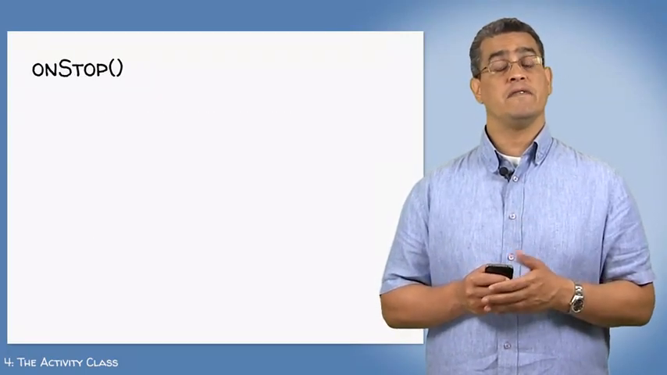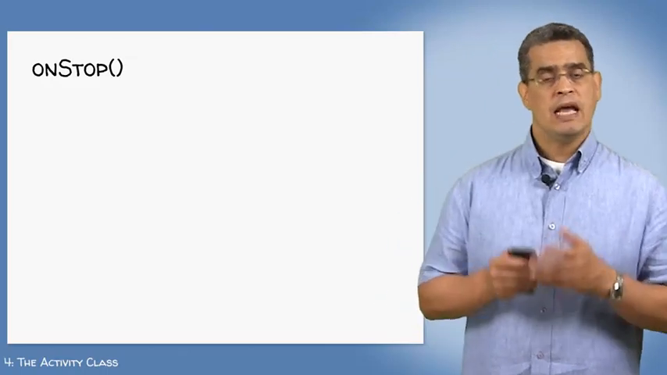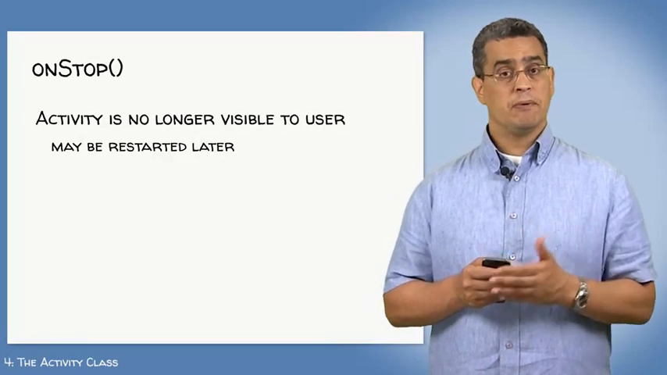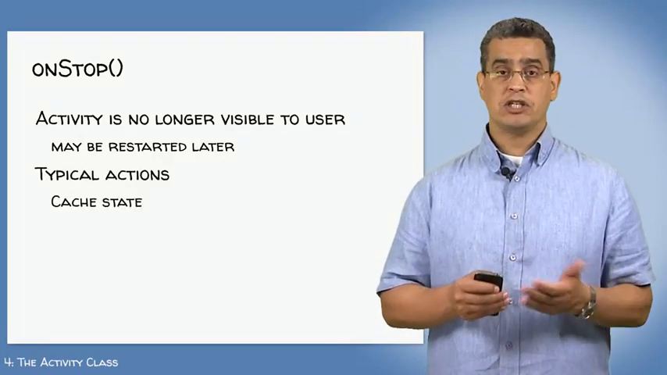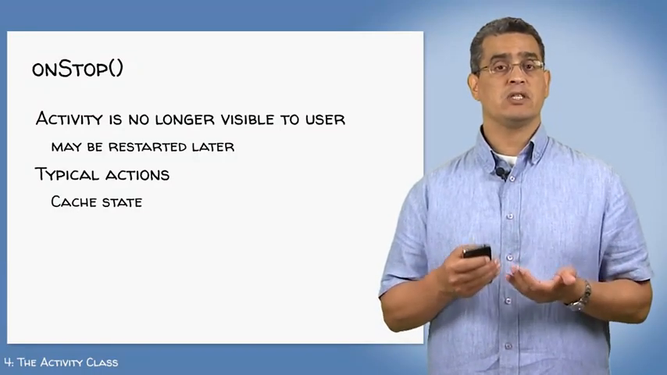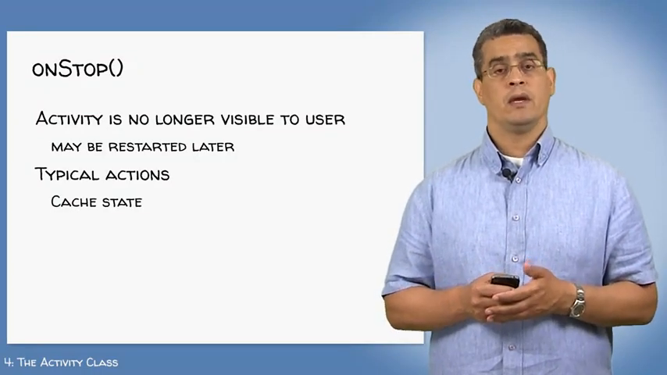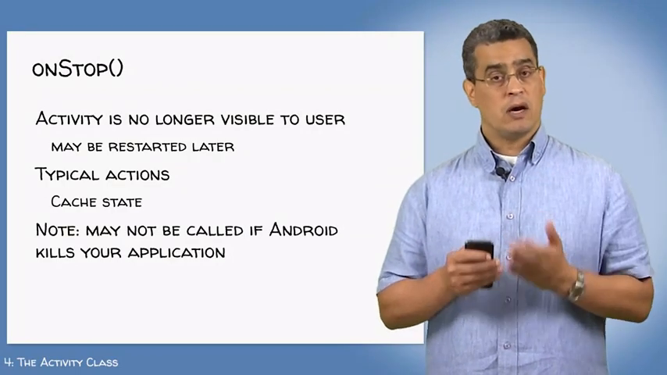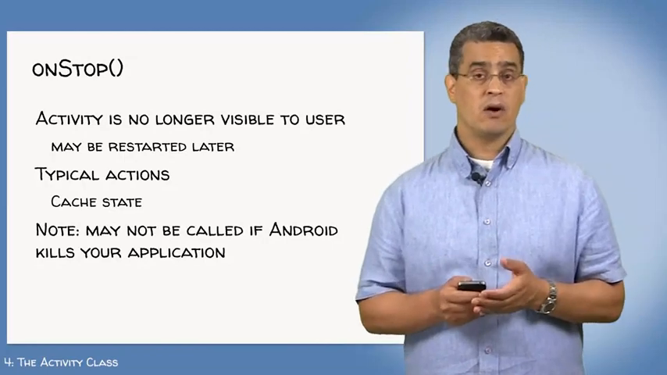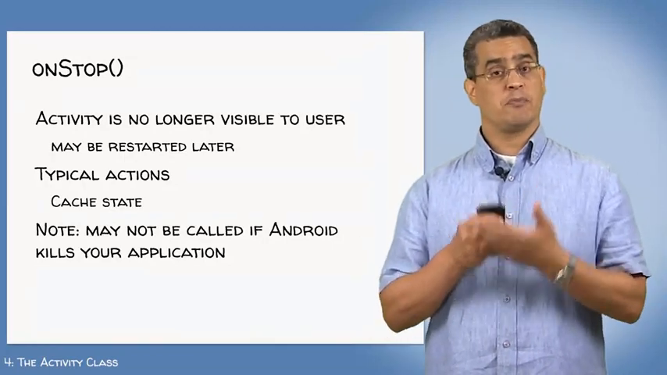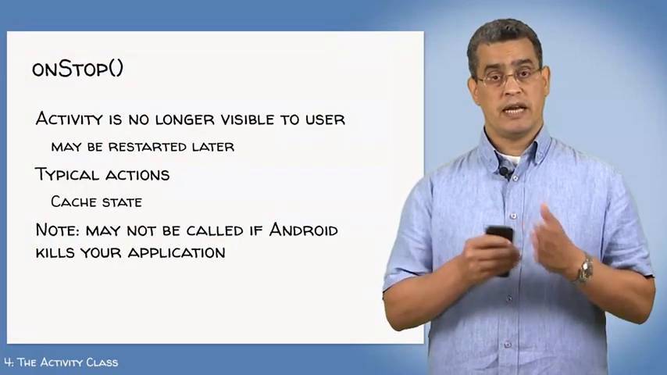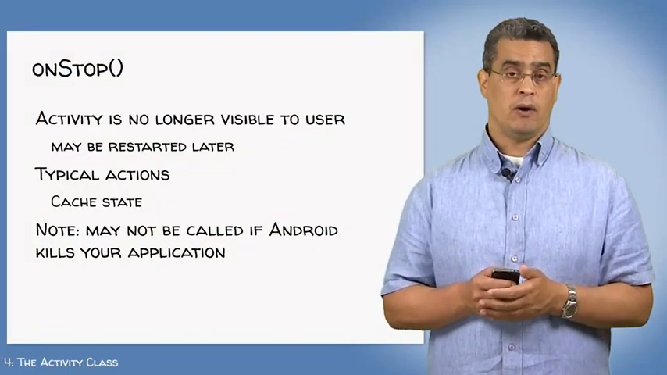OnStop is called when the activity is no longer visible to the user. At this point, it's possible that the activity may be restarted later. So some typical things to do here include caching activity state that you'll want to restore when the activity is later restarting and OnStart is called. And remember, OnStop is not always called when an activity terminates. For instance, it may not be called if Android kills the application's process due to low memory. So don't wait to save persistent data in this method. Go do that back in OnPause.